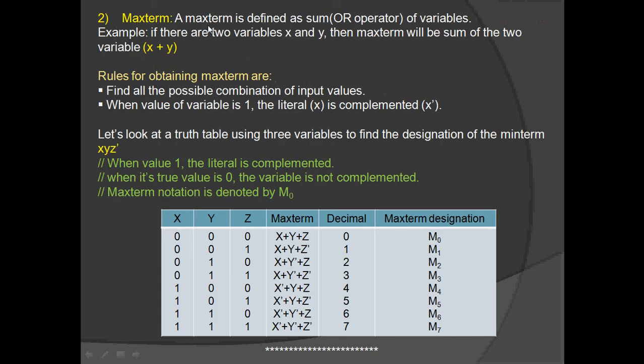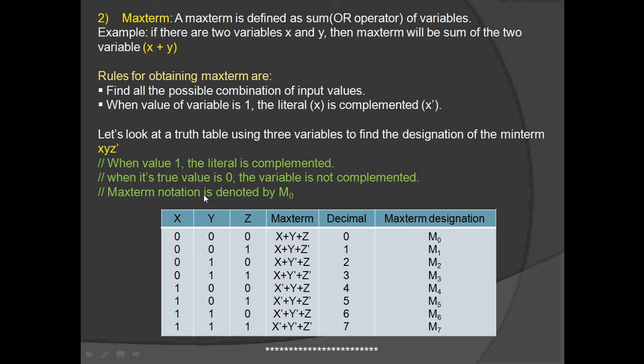Now max term. So max term is defined as the sum of variables, that is, two variables x and y. If they are inputted, then the max term will be the sum of those two variables, that is x plus y, or x or y. Now the rules for obtaining the max terms are, we have to find all the possible combinations of input values. Then, quite the reverse of the min term, here when the value of a variable is 1, then the variable is complemented. But when it is 0, it remains unchanged.